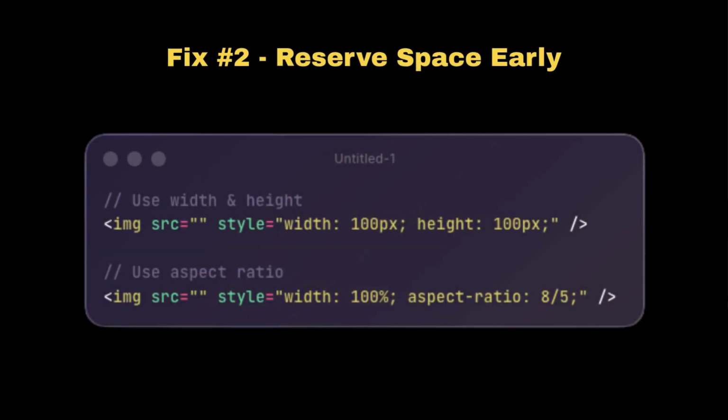Fix number 2, reserve space early. One of the biggest causes of layout shift is images loading without reserved dimensions. Instead of letting the browser guess the size, reserve the space up front. You can do this using width and height, fixed containers, or CSS aspect ratio. This keeps the layout stable while the content loads, which makes the loading transition feel much smoother.